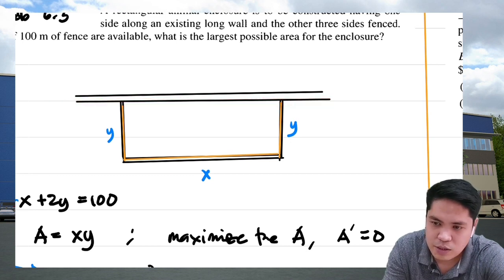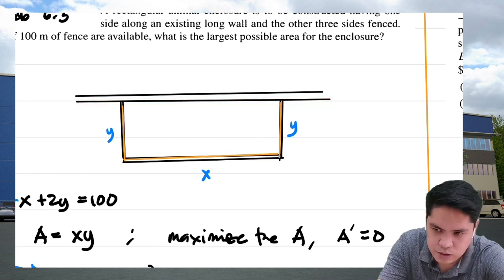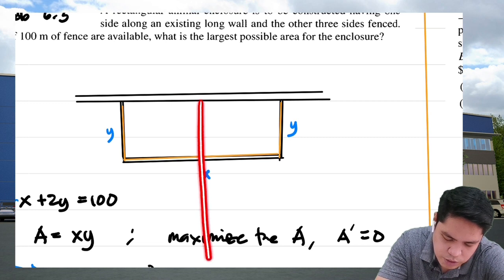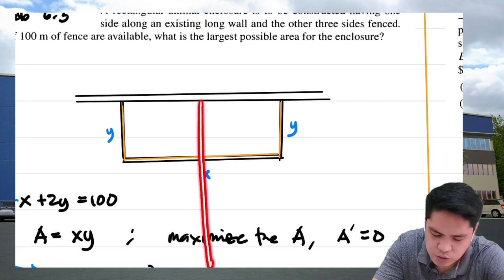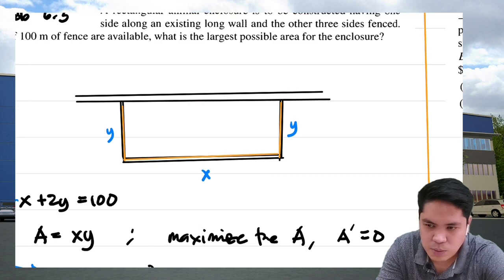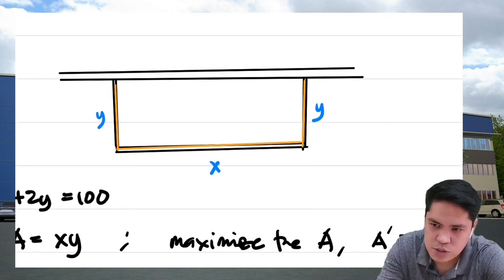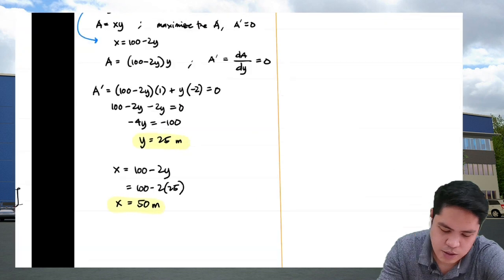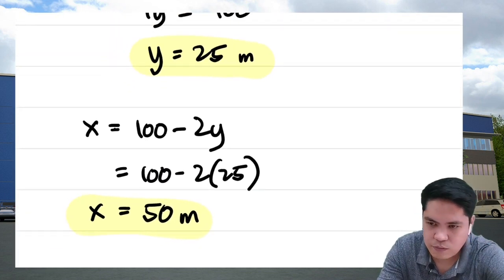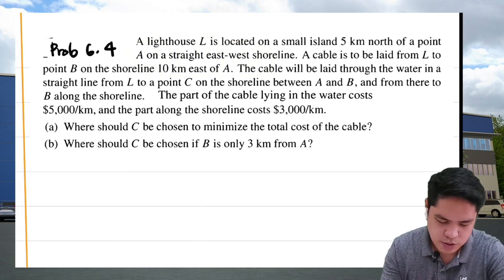The same if wala siyang value, walang value yung y, puro siya, walang value yung x, puro siya y. So that would be this fencing lang, y is equal to 100, x is 0. Okay, so yun din yung minimum. So the minimum area for this enclosure is 0, wala. And the maximum area is this, 25 by 50. Now let's try this next problem.